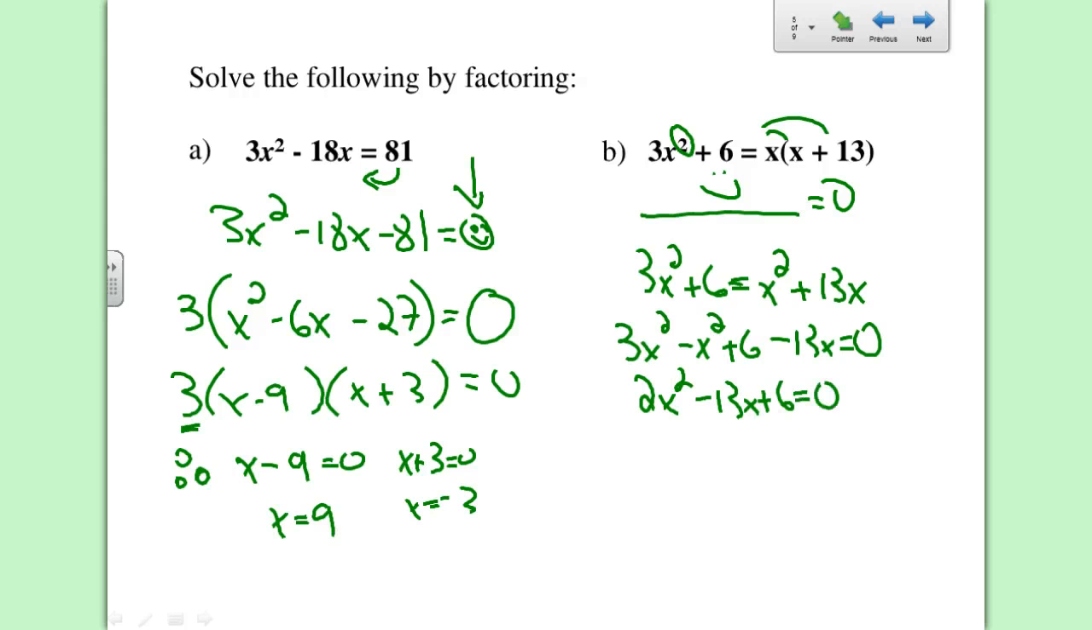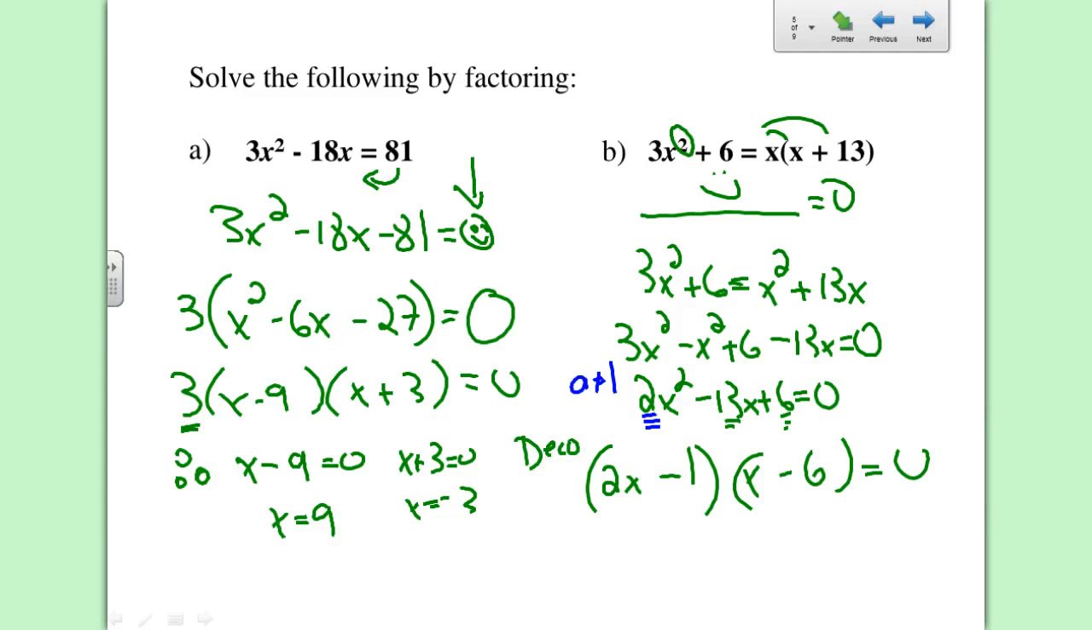Excuse me. So now Mr. K goes, and again, it's a tough trinomial. This is not 1, so a is not equal to 1. You need to either use guess and check or decomposition. I'm pretty good at this guess and check method, and I don't feel like doing decomposition, so I'm going to do 2x times x. It's a prime number. Now I just need to play, and I think that's going to be a minus 6 and a minus 1, because that'll give me the positive 6 I need, but it'll also give me the minus 13x. So I factored it. If you don't like that method, then do decomposition.